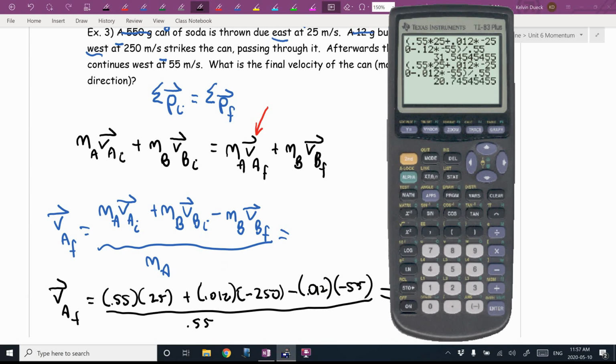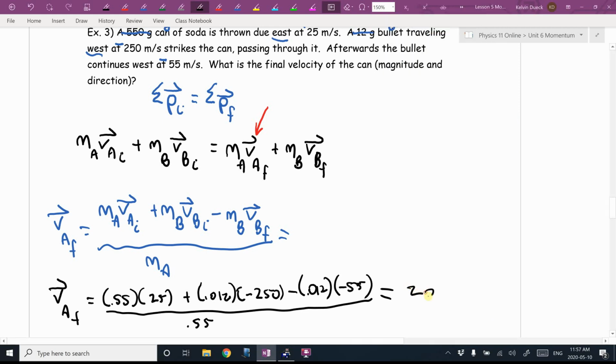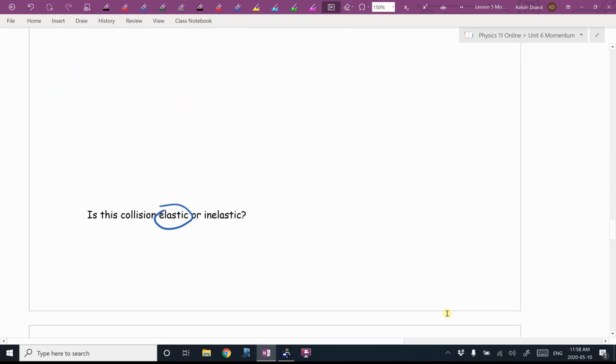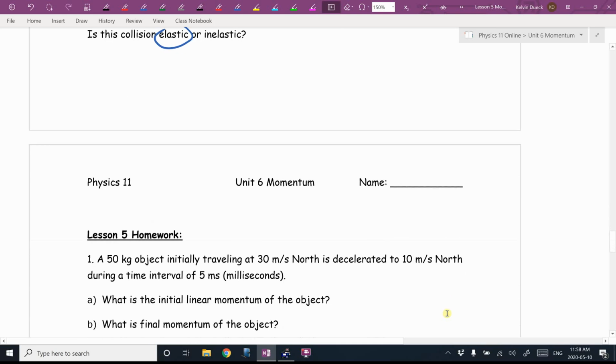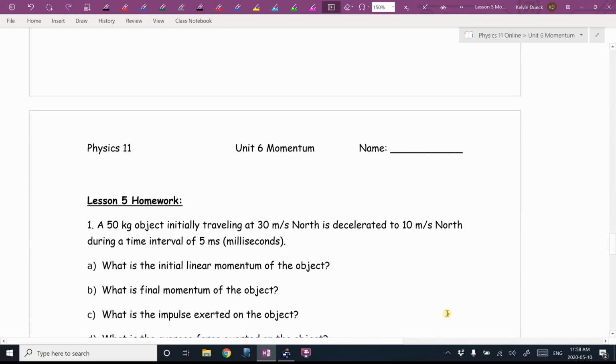And I get 20.7. That makes more sense. The can slowed down. Not by much, but it did slow down. 20.7 meters per second. Direction at, still going east because I got a positive answer. Elastic, oh, I already answered that. So there is some examples of collisions, elastic and inelastic.